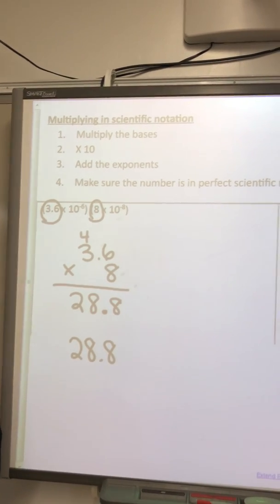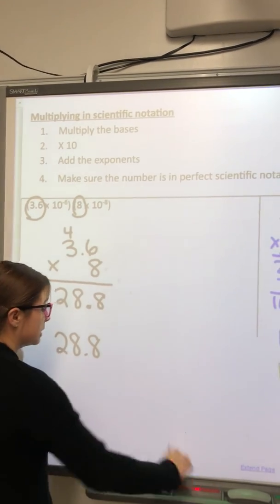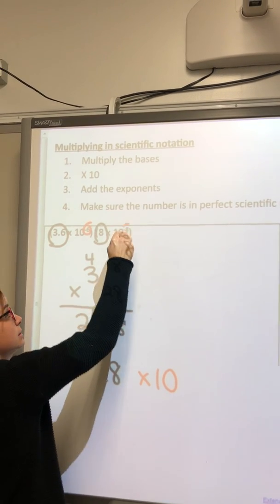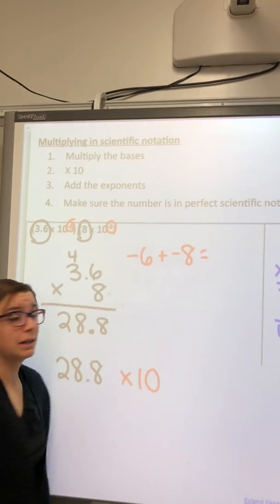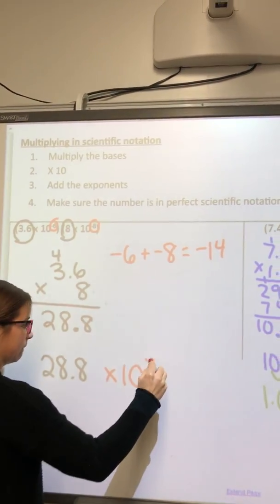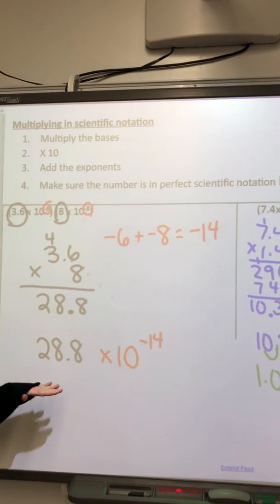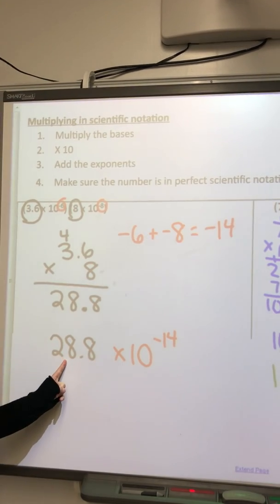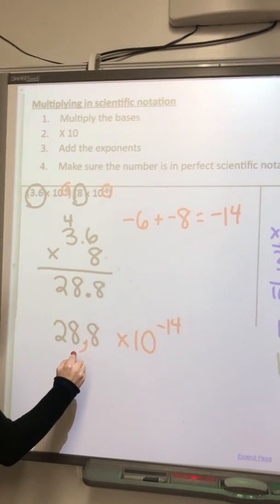When we multiply our bases, we get 28.8. It's always then going to be times 10, and the shortcut is you add your exponents. -6 plus -8 is -14. Now I'm looking at my answer and asking, is that in perfect scientific notation? No, it's not. This number is greater than 10.